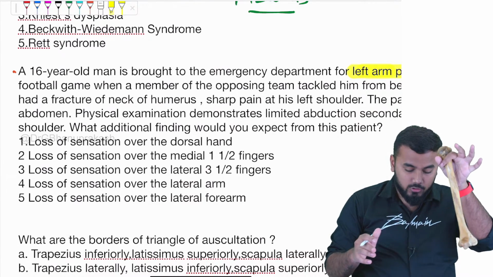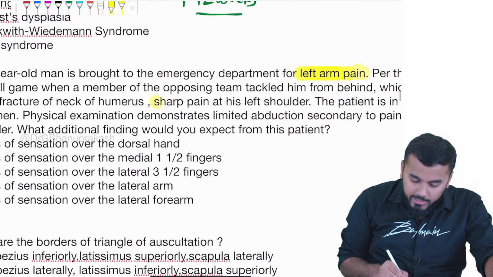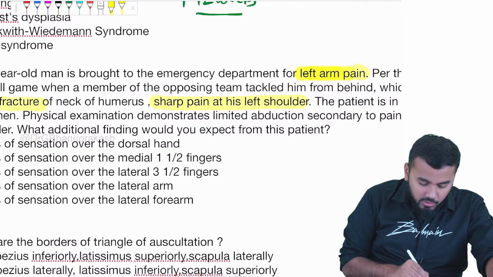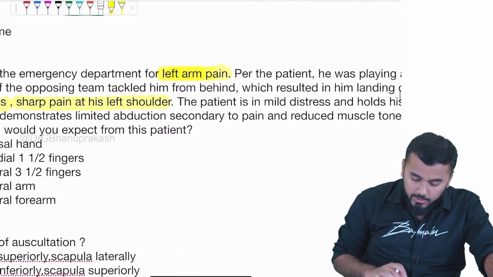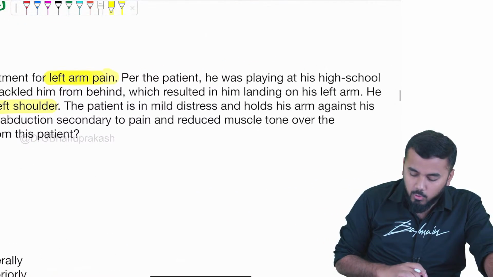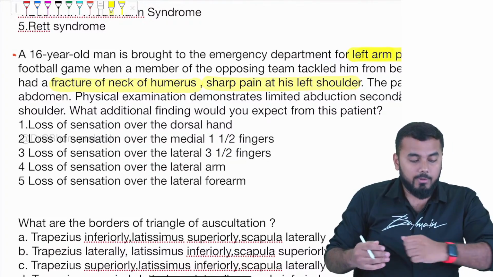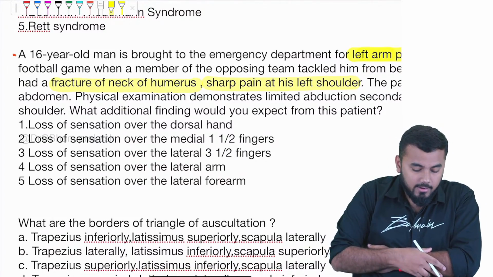He was having a fracture of the neck of the humerus. Sharp pain at his left shoulder. The patient is in mild distress and holds his arm against his abdomen. It means he is holding it like this, right?